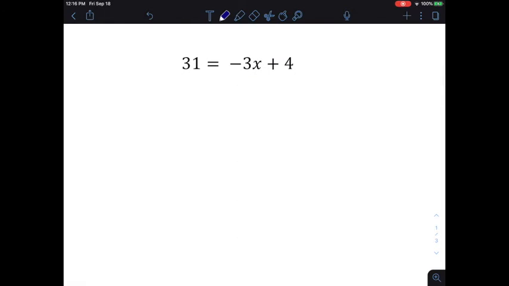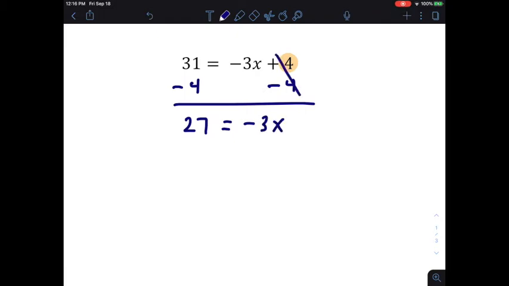So here we have 31 equals negative 3x plus 4. So the furthest thing away from that variable on that side is that positive 4. So we're going to start by subtracting 4 from both sides. So 31 minus 4 is 27. And then that negative 3x, we're going to bring that down because the 4's cancel each other out. And then we're going to divide both sides by that negative 3. So we end up with 27 divided by negative 3. Well, any positive number divided by a negative number is negative, so I know this is negative 9. And then those 3's cancel each other out, so we have x is negative 9.